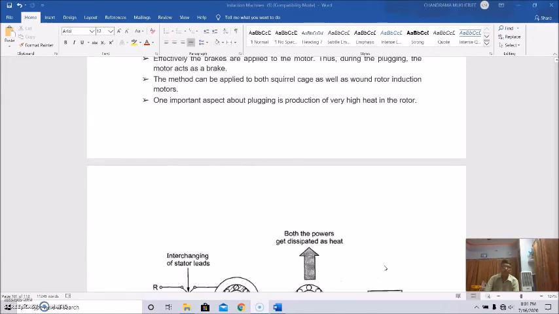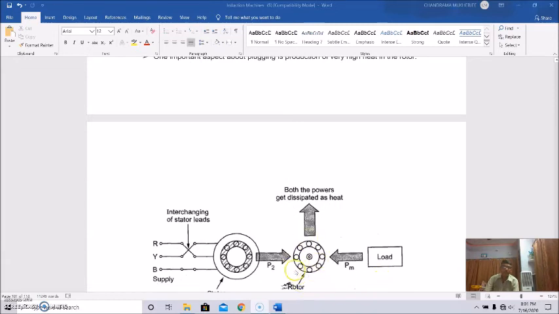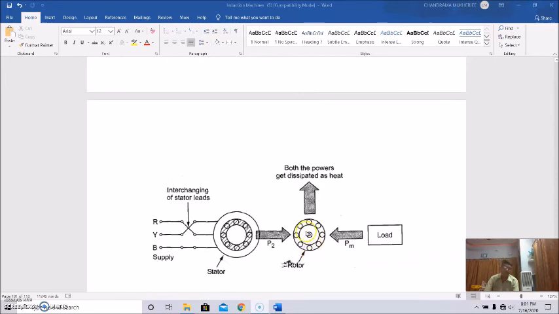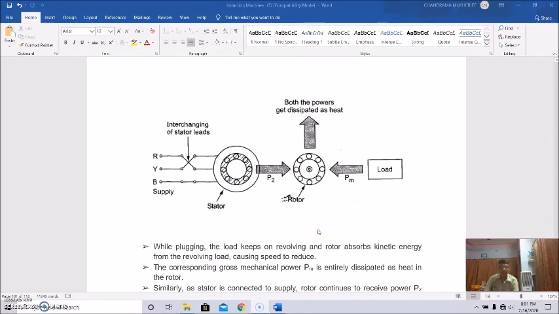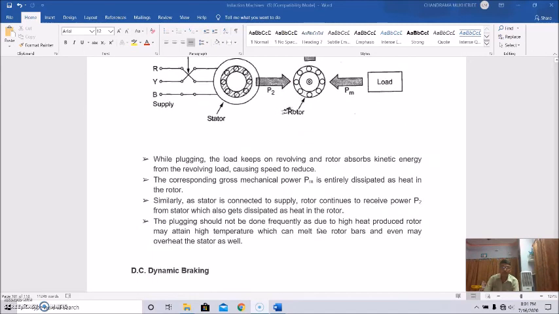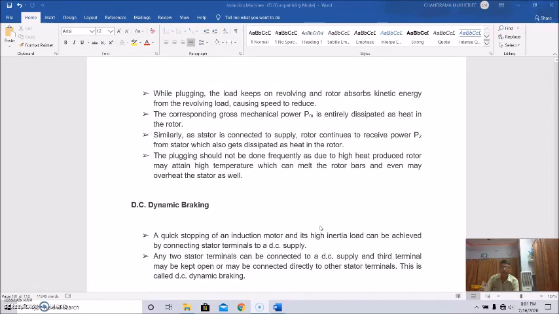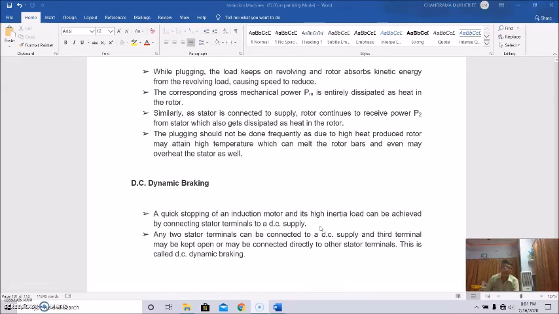Plugging produces more heat, because the power supplied from the stator to the rotor, and since the rotor is rotating in the opposite direction, mechanical power is also supplied to the rotor. So both of these powers are dissipated as heat in the rotor circuit, and as a result there is a chance of the rotor bars melting. So plugging is not used very frequently, and it is not advisable.